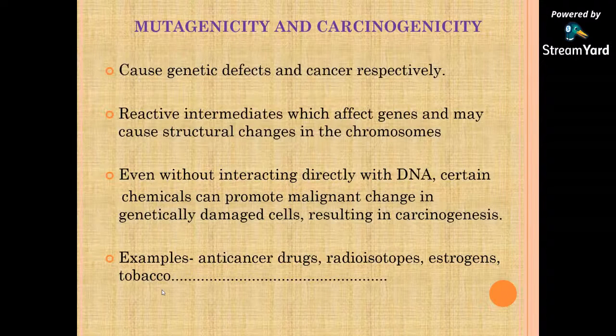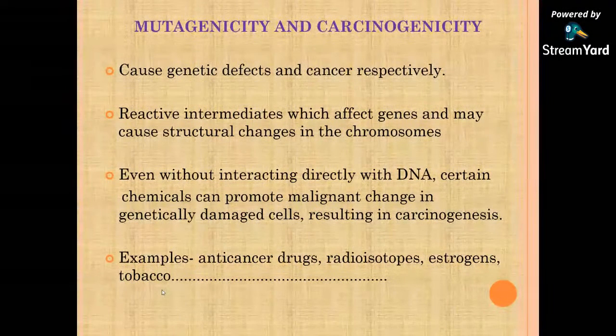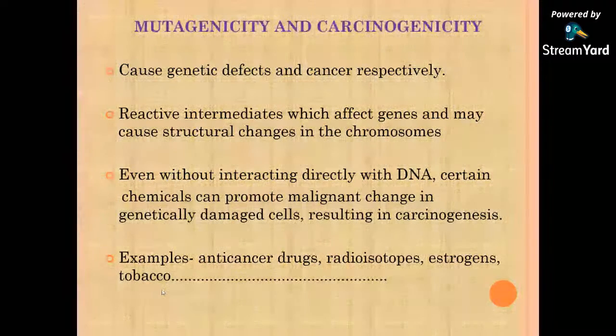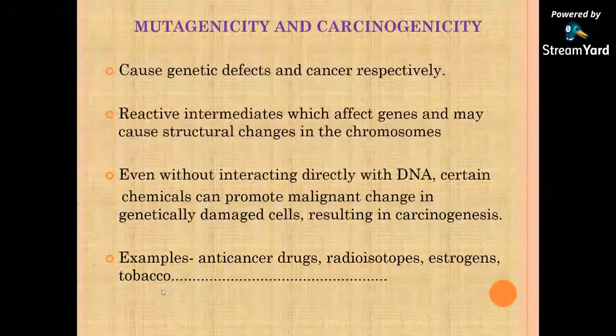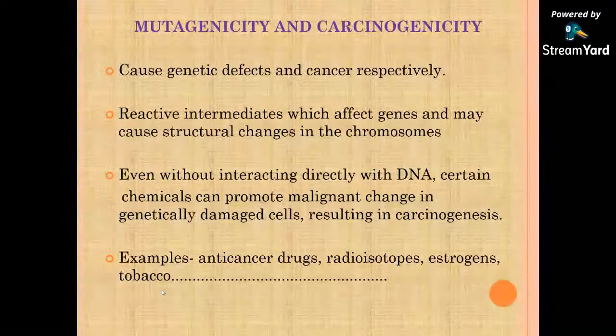Then the next terminology is mutagenicity and carcinogenicity, which cause genetic defects and cancer respectively. A reactive intermediate affects the genes and causes structural change in chromosomes. So what is mutagenicity? Mutagenicity means some reactive intermediate affects the genes and causes structural damage to the chromosomes. That is called mutagenicity.